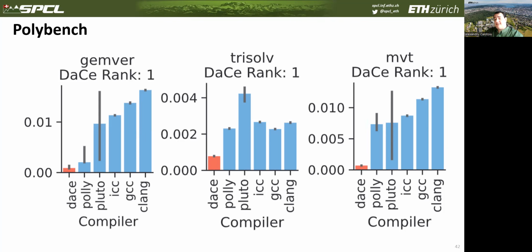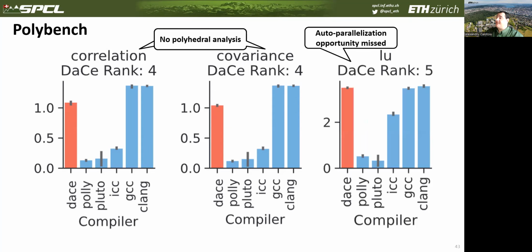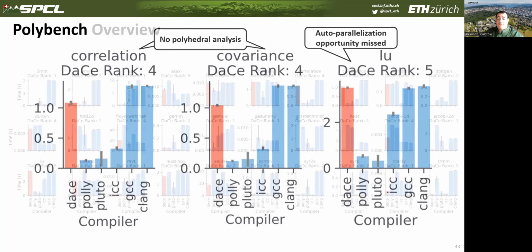There are other instances, however, where because of the lack of polyhedral analysis, we are not able to find the parallelism, whereas Pluto and Polly do. And finally, there is also some work left to be done. For LU, there is an auto-parallelization opportunity missed, which we will improve by making the detection of parallel patterns more powerful.